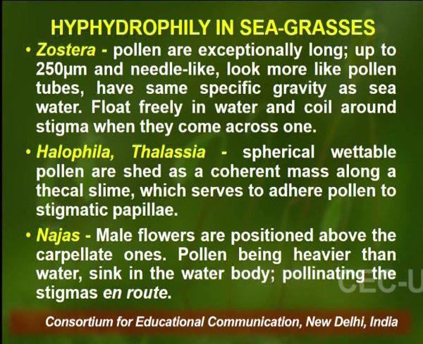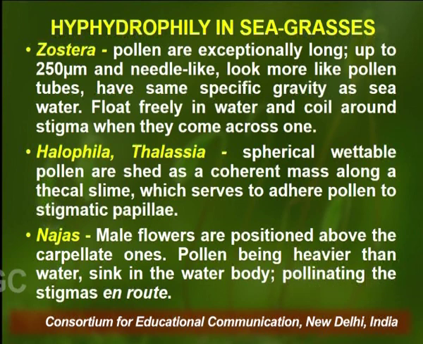Hypo hydrophily is of common occurrence in all the sea grasses, like we have Zostera, Halophila, Thalassia and Najas. Zostera is very characteristic in nature because the pollen here are exceptionally long, needle like, sometimes also called noodle like, because they look more like pollen tubes and they have the same specific gravity as sea water. That is why they are able to float in the water. They float freely and they coil around the stigma whenever they come across one.